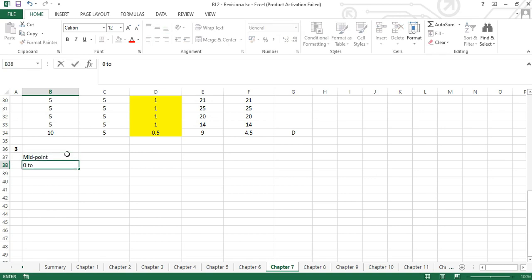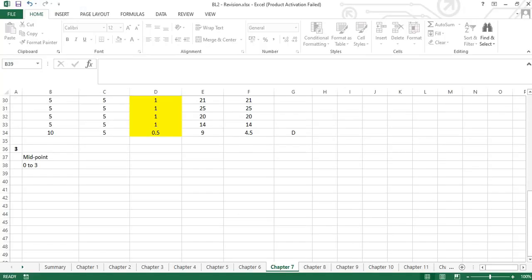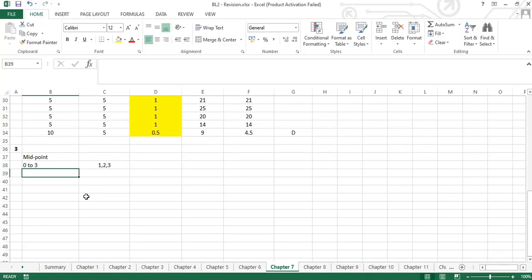So 0 to 3. Here it is only greater than 0. That means it's not equal to 0, but it's less than or equal to 3. So my values in this range are 1, 2 and 3. Next one. It is only greater than 3, but it is less than or equal to 6. So for the 3 to 6 range, I will have 4, 5 and 6. So I include 6 here.